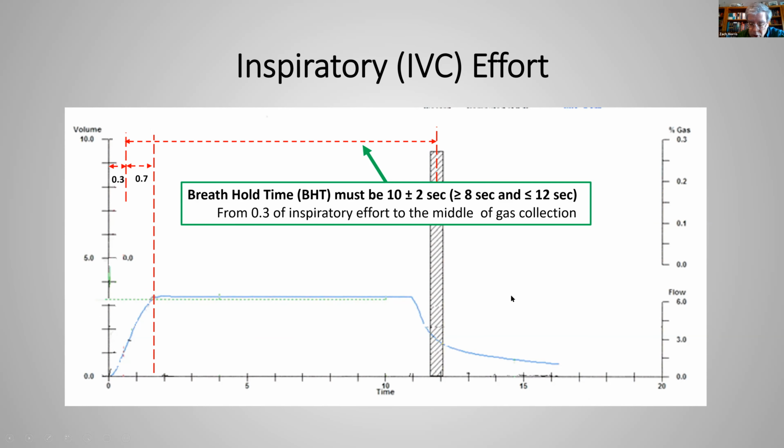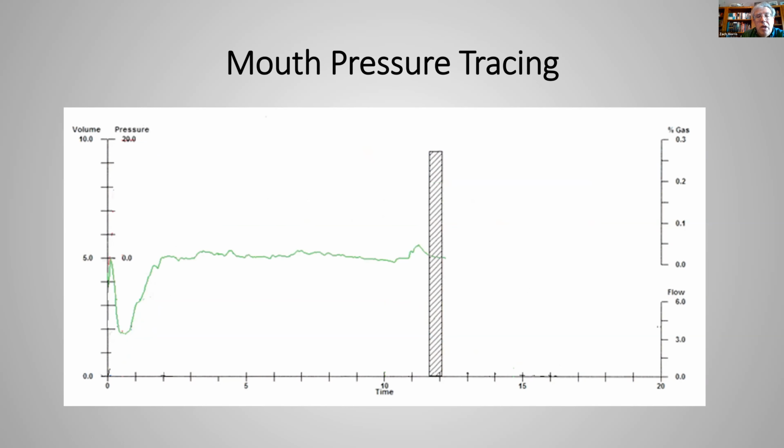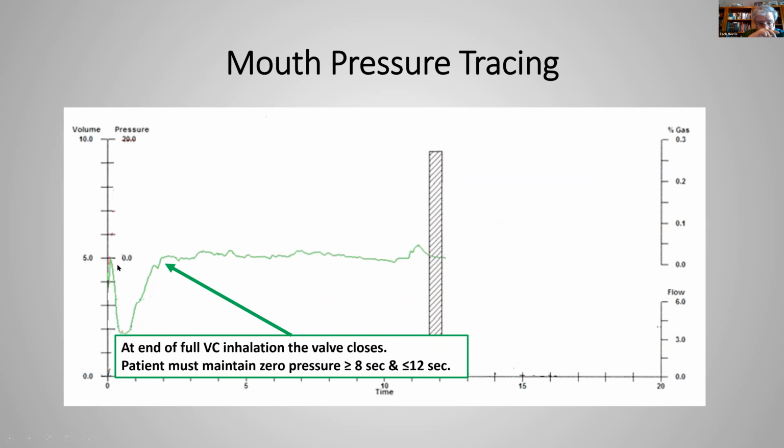That becomes important because there are multiple techniques. This is the Mead and Jones method that is used now. The mouth pressure tracing, that's the middle one. Notice this is zero pressure here. The patient needs to inspire to a full vital capacity, then a valve is going to slap closed on their mouth. They need to make sure that they maintain zero pressure in that valve.